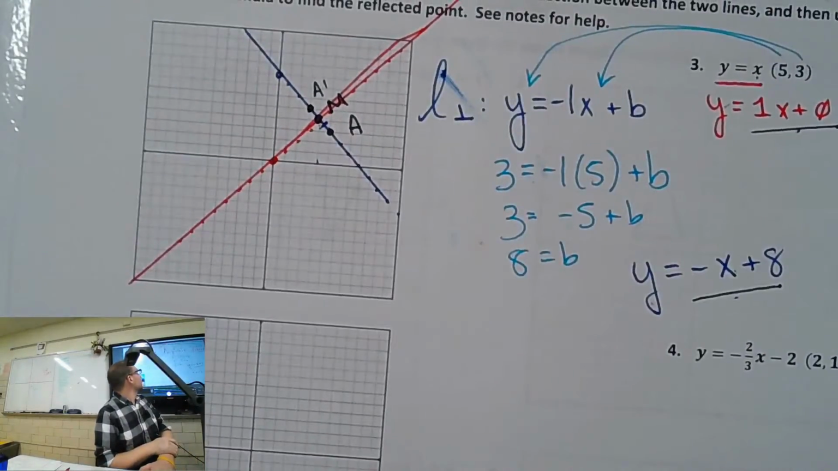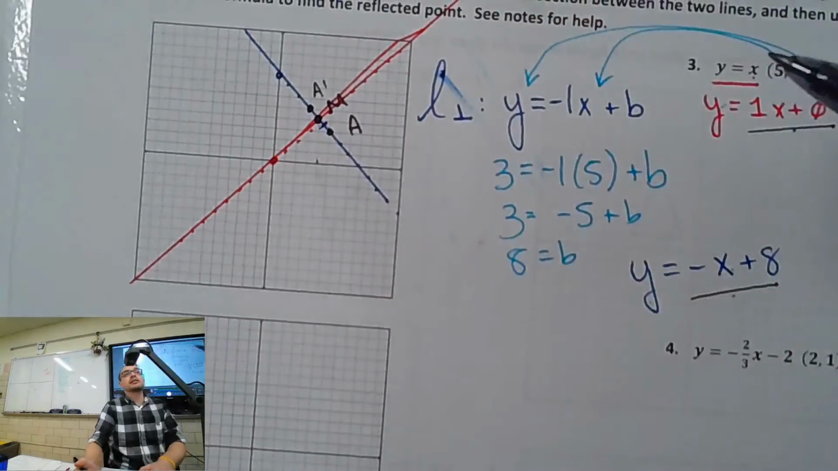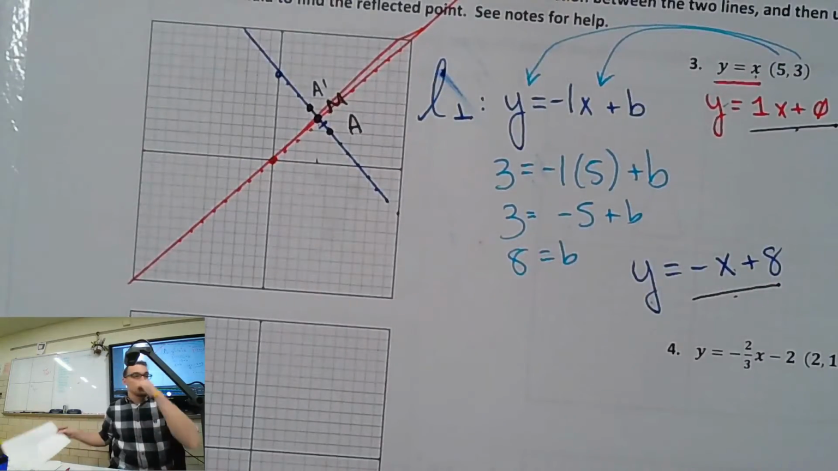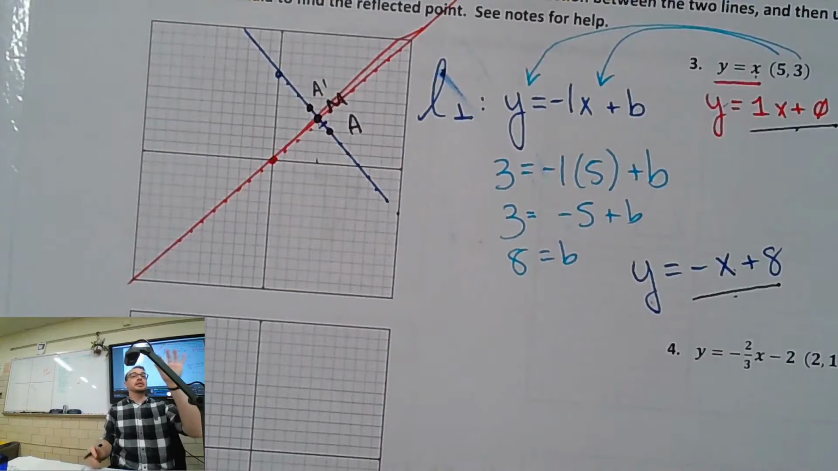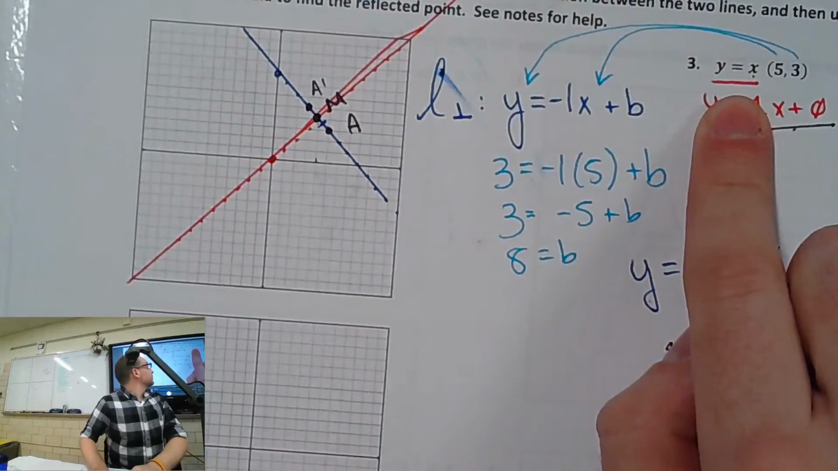Perfectly reflected across. Same distance on both sides, perpendicular to the line of reflection. Now this seems like a lot, and it is, but it'll be less if we think in steps, and instead think in concepts. Okay? Here's what we're doing. We graph the original line.